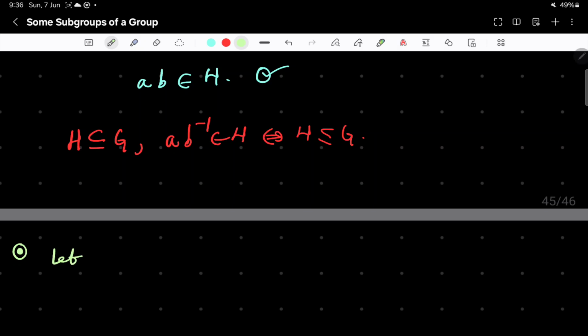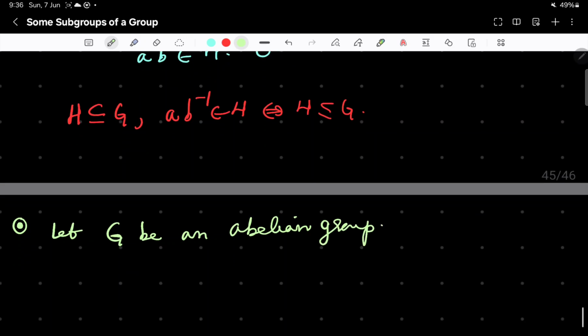So let G be an abelian group. So it is a commutative group, AB equal to BA. Now you consider a subset of G like this: all x's in G such that x square is equal to E. Okay, so we collect all elements where x square equals E.